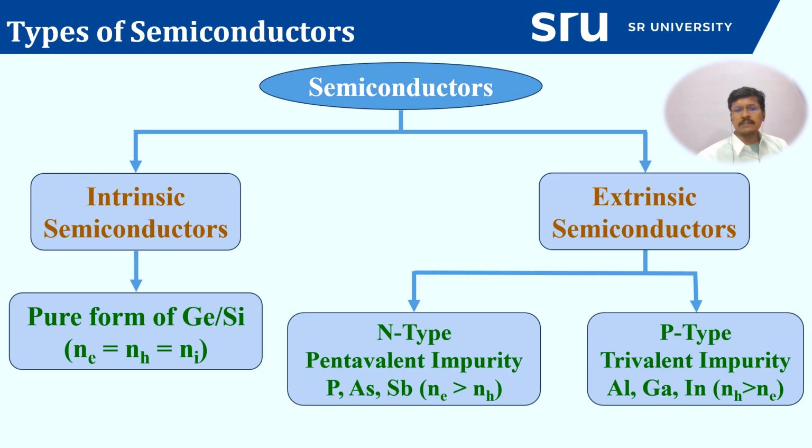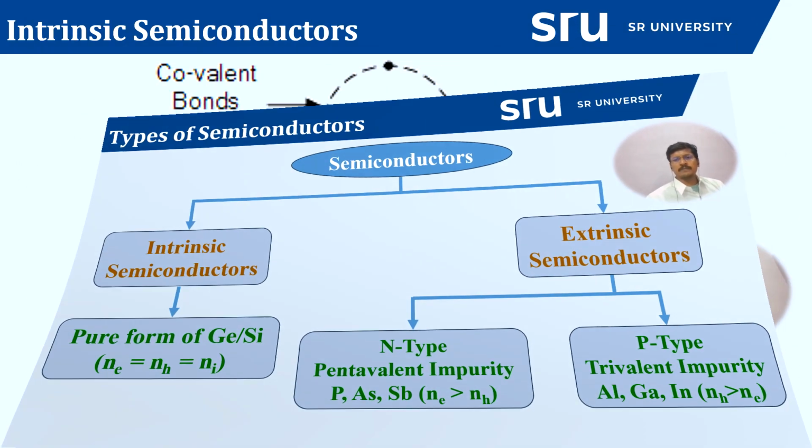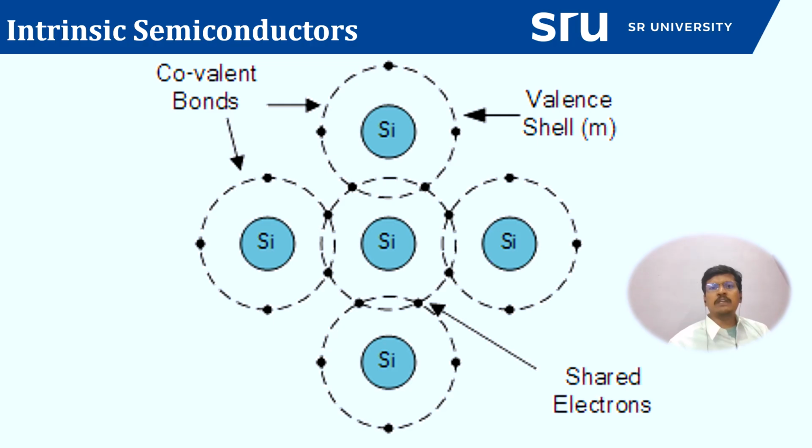In N-type semiconductor, the majority charge carriers are electrons and the minority charge carriers are holes. Whereas in P-type semiconductor, the majority charge carriers are holes and the minority charge carriers are electrons. If you see the intrinsic semiconductors, the number of electrons and the number of holes are equal. Let us discuss the intrinsic semiconductors in more detail.